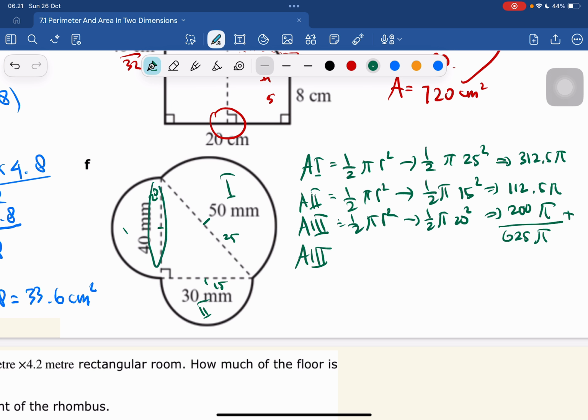And we got a triangle inside with the height of 40. So 40 times 30, we divide by 2. So this will give us the answer of 600. So we can make a total of 625 pi plus 600 centimeter square, the area.